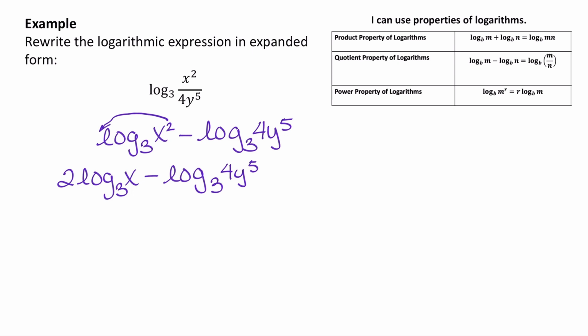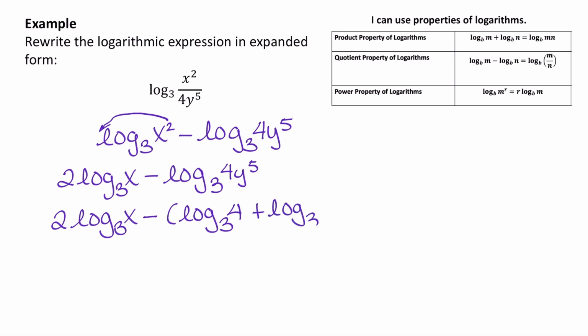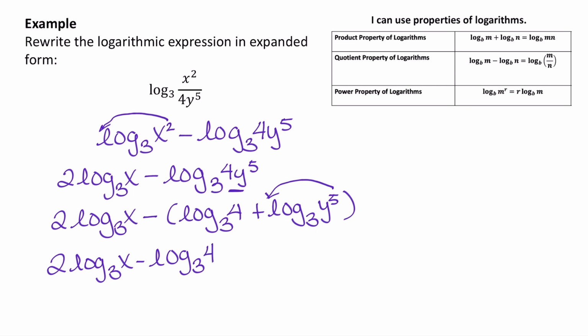I can't bring the exponent in front yet because that exponent term is not by itself. I also have this 4 here. But what I can do is expand out that product, and I can do 2 log base 3 of x minus, and then this is going to be the log base 3 of 4 plus the log base 3 of y to the 5th. I just took this product, this 4 times y to the 5th, and expanded it out using the product property. Now I can use the power property to bring this 5 down in front. So I have 2 log base 3 of x minus the log base 3 of 4, and then plus 5 times the log base 3 of y.